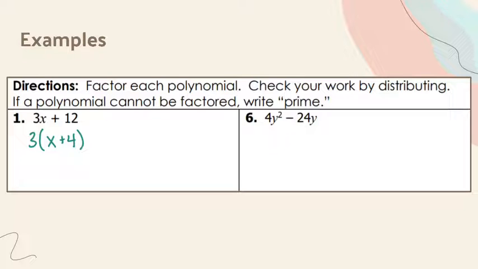And so this is our final answer. But to check that answer, we would distribute the 3 back out. So 3 times x is 3x, and 3 times 4 is positive 12. So this is correct.